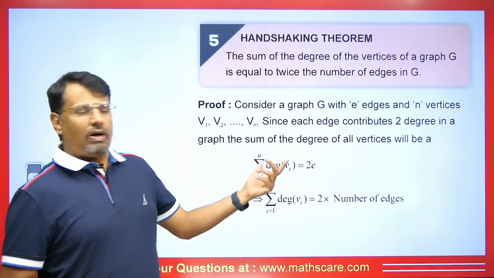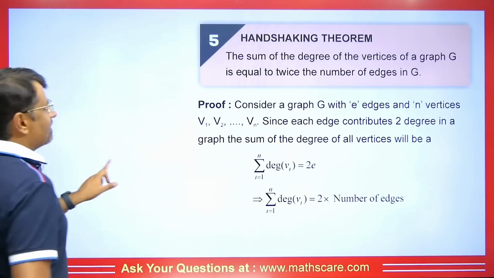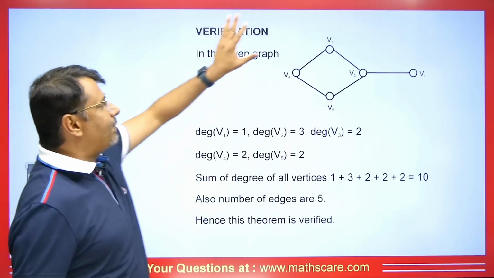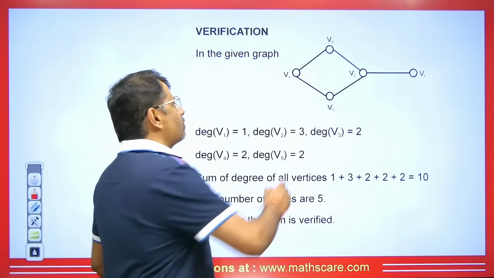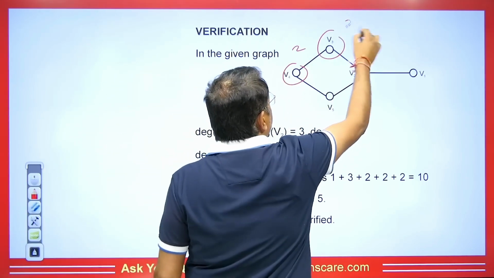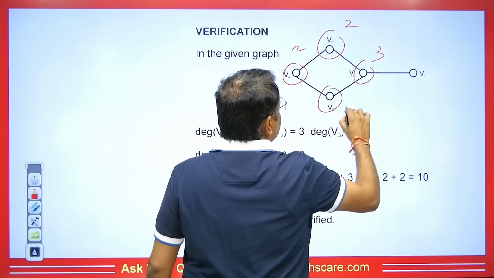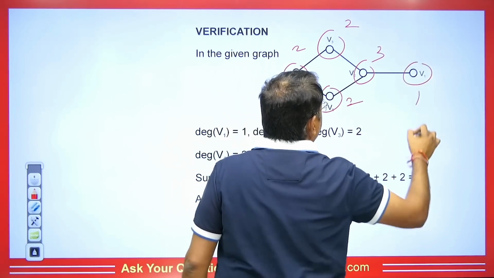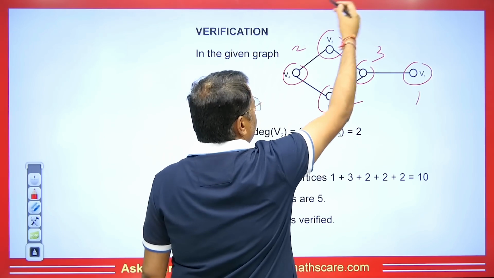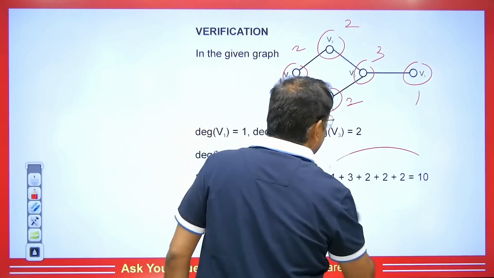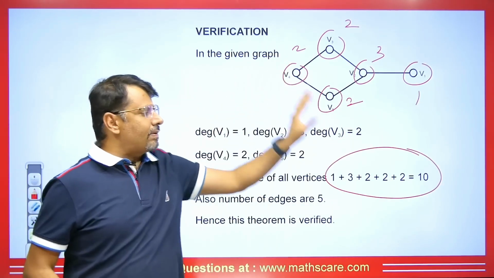So if we talk here, we can easily understand. I will explain it with an example. Try to understand it. If we have multiple vertices, what do we find? We find the degree. As you can see, the degree of this vertex is 2, its degree is 2, its degree is 3, its degree is 2, its degree is 1. So 2 plus 2 is 4, plus 2 is 6, plus 3 is 9, and plus 1 is 10. What is the sum of degrees of this graph?